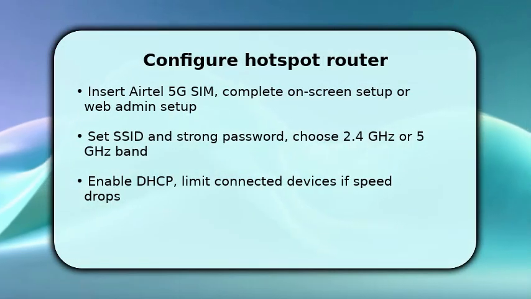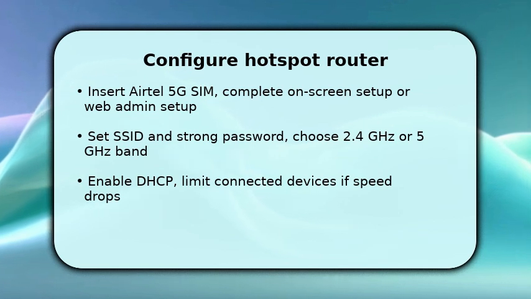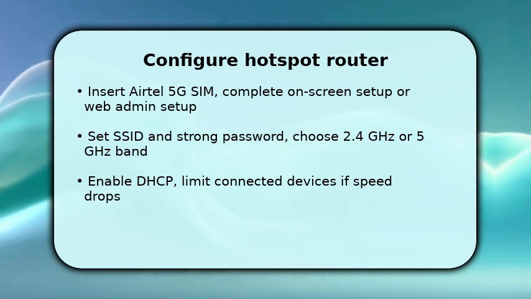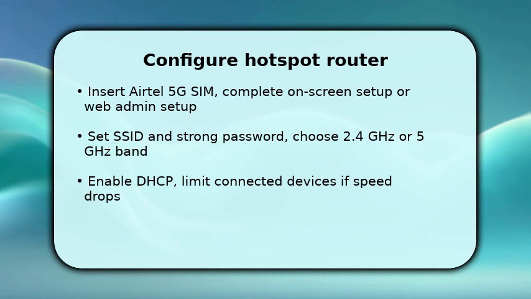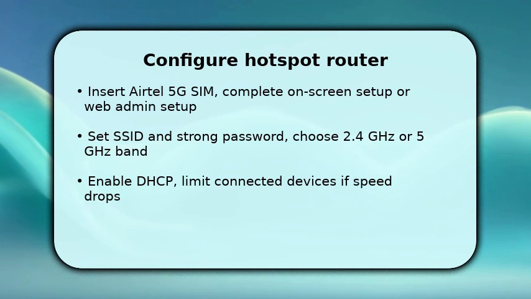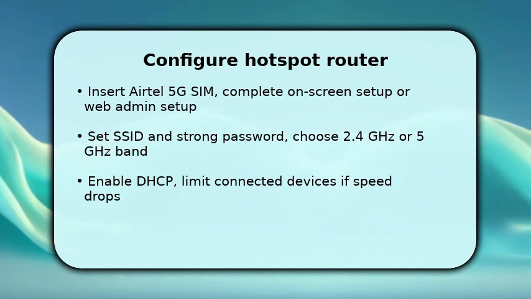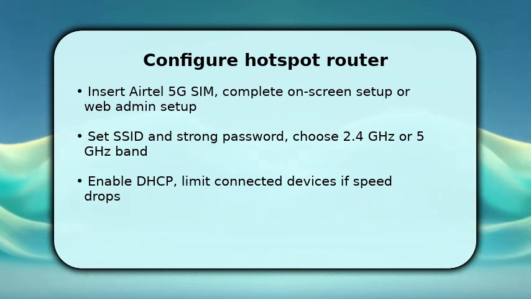Now configure the 5G hotspot or router. Log into the device admin page, confirm the SIM is registered, and apply Airtel's APN if prompted. Once connected to a 5G signal, set a clear SSID and a strong WPA2/3 password. Choose the 5 GHz band for faster throughput if your 4G phone supports it. Make sure DHCP is on so your phone gets an IP automatically, and optionally restrict device count to preserve bandwidth. This setup gives your 4G phone access to the 5G network via Wi-Fi.